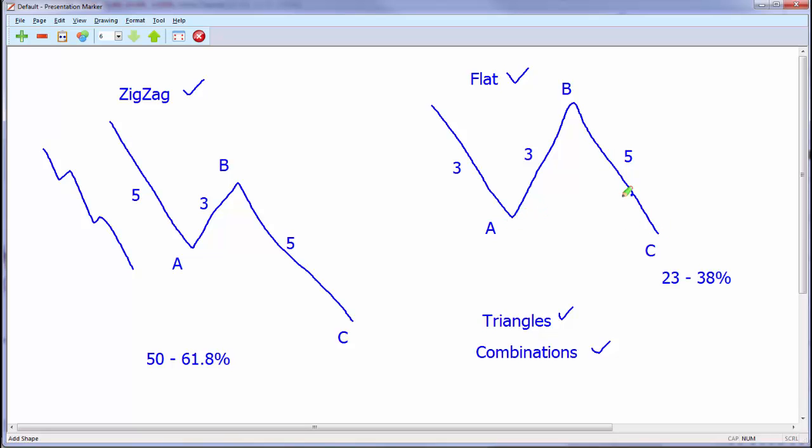And there are Fibonacci percentages that you have as guidelines that you can use, but I don't want to get into a ton of that detail right now. I just want to make sure you understand how these things have a tendency to play out. Flats have a tendency to be more shallow, 23 to 38% in terms of the types of corrective moves. So again, a zigzag is what we call a sharp correction. A flat has a tendency to be a sideways type correction.